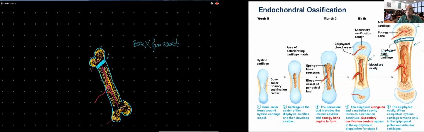I can't build up bone from nothing. I need to have cartilage first to form my framework and then replace the cartilage with bone. So to grow my long bones in length, what will I need to do? I need to keep a cartilage plate that will be growing and then will be replaced by bone.